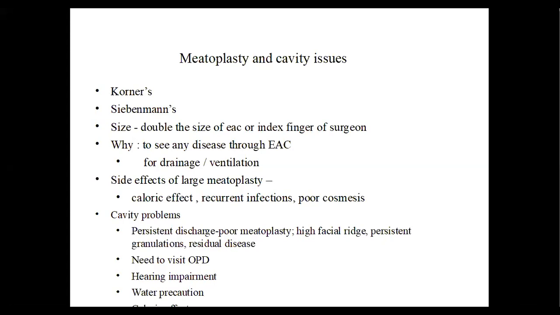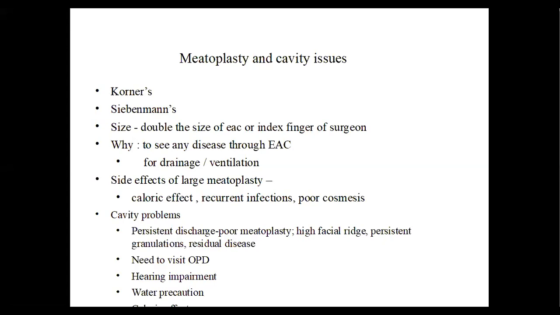Then you may get a question: why are you doing the myoplasty? After the mastoidectomy, why are you doing the myoplasty? You should say that after doing myoplasty, it gives easy access to look for any disease, whether it is recurrent disease or residual disease. You will be able to see directly through the external auditory canal if you have done an adequately wide myoplasty, and it also helps in drainage of the secretion produced in the mastoid cavity. So these are the reasons why we are doing the myoplasty.